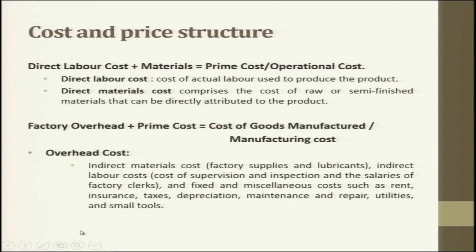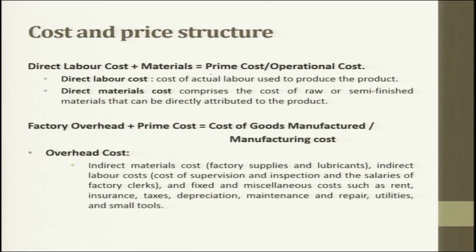Let us first see what the cost and price structures are. The very first cost that I would like to discuss is prime cost. Total cost is the cost of the product. The cost of the product has certain components, like prime cost, then factory cost. So, what is prime cost? Direct labor plus direct material cost is prime cost. This is direct material, and this is known as prime cost or operational cost.